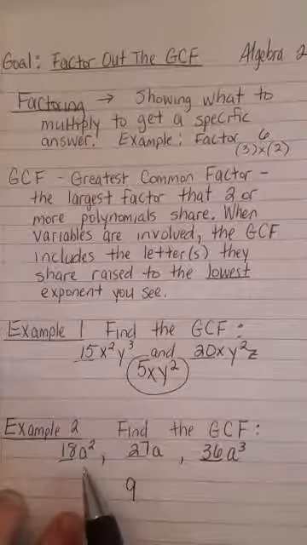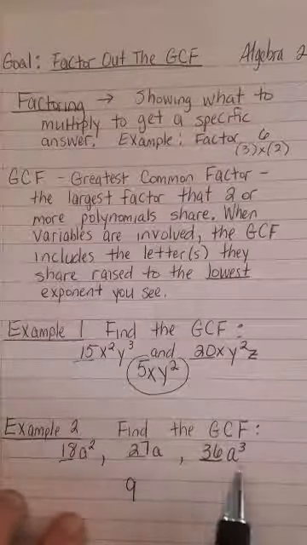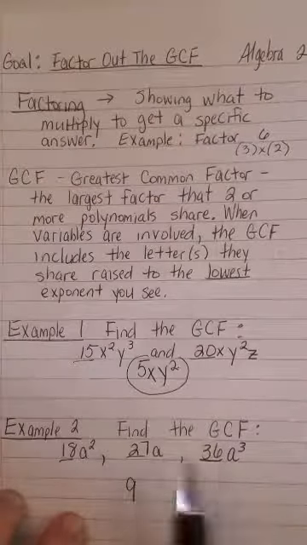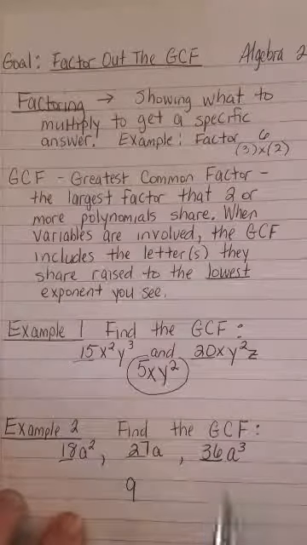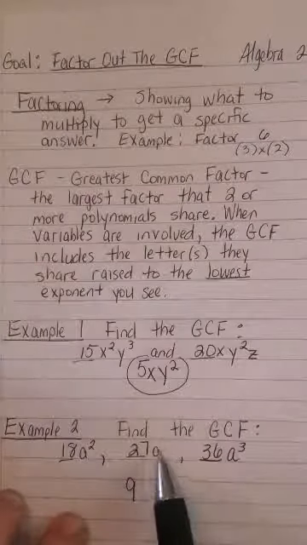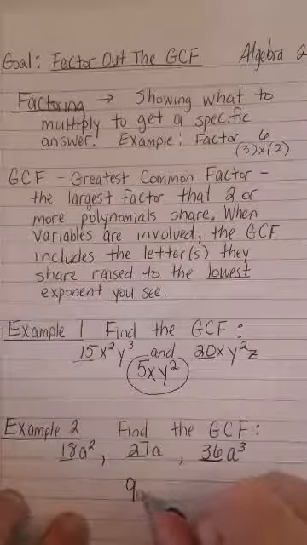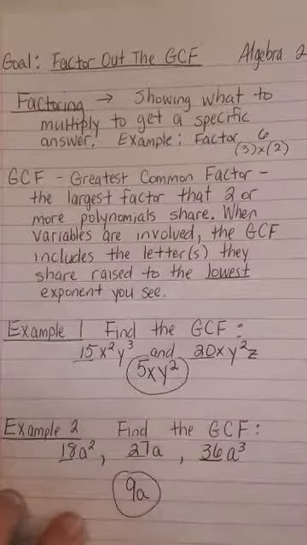And then you look to see what letters they have in common. They all 3 share an A. So you're going to be able to use A as part of your GCF. And remember, you use the lowest power that you see. So the lowest power is just 1. So it's just 9A. 9A is your GCF.